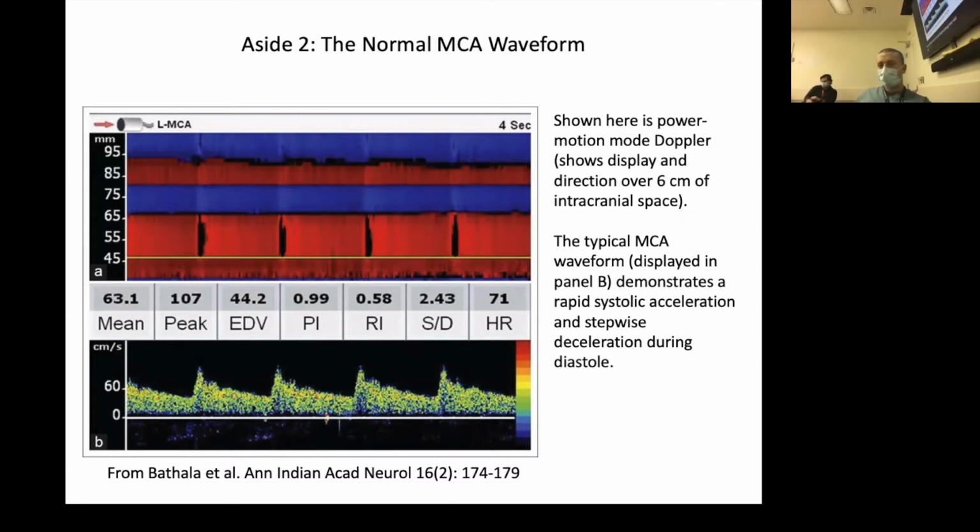But the real take-home point from this slide is that this is what the normal MCA waveform looks like. It has this rapid systolic acceleration, and then this stepwise deceleration during diastole. Okay? And then you can see where the aortic valve closes, in the dicrotic notch as well. It obviously separates systole from diastole. So it's alterations, perturbations in that waveform, aberration from normalcy, that ultimately determine physiology and pathophysiology.